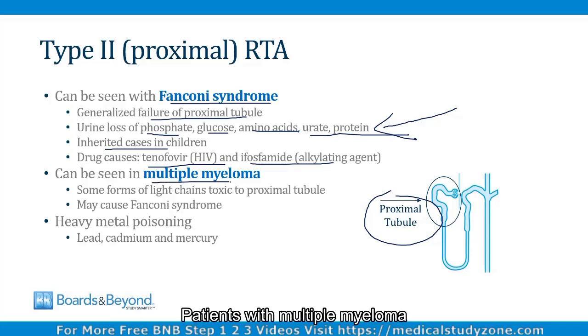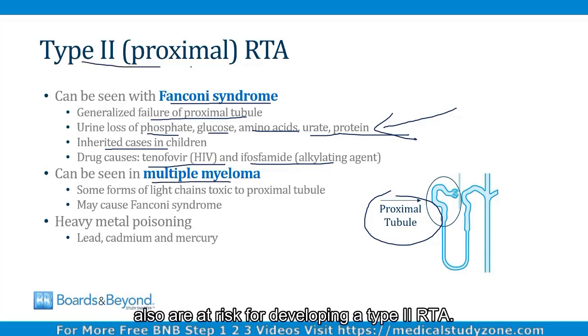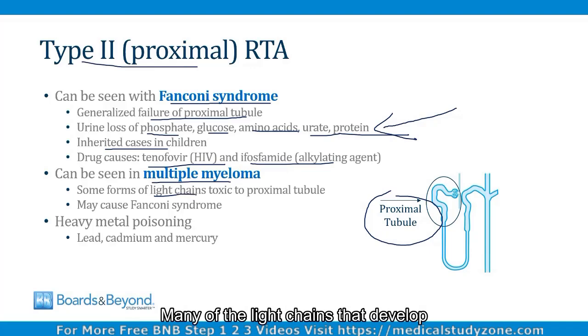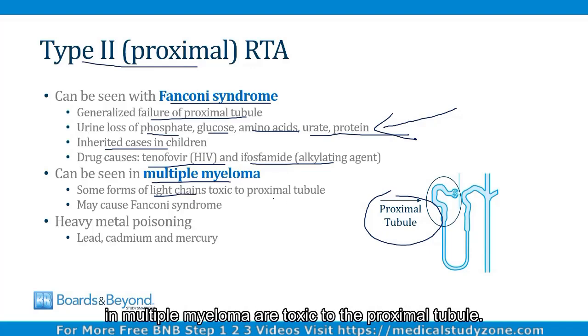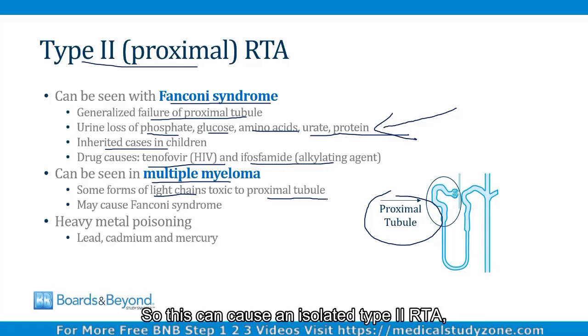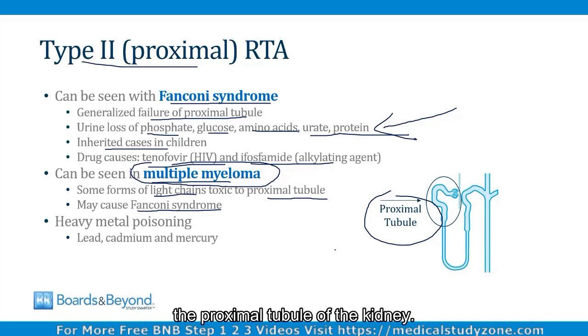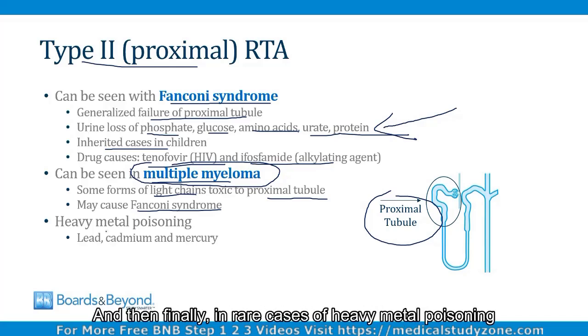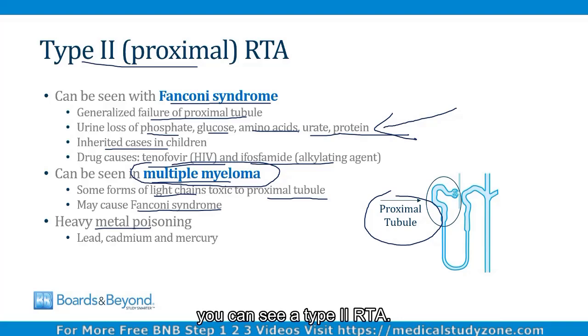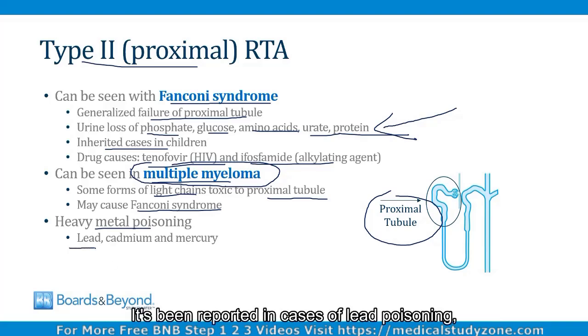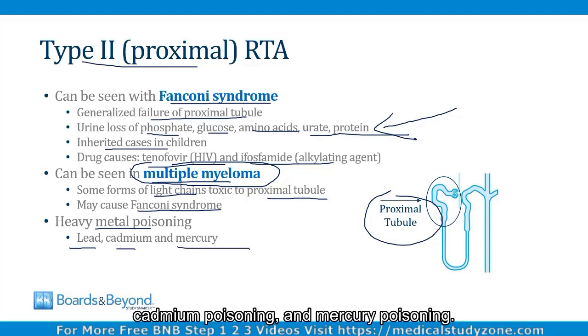Patients with multiple myeloma also are at risk for developing a type 2 RTA. Many of the light chains that develop in multiple myeloma are toxic to the proximal tubule, so this can cause an isolated type 2 RTA, or it could cause Fanconi syndrome. And it's super high yield to remember that multiple myeloma likes to affect the proximal tubule of the kidney. And then finally, in rare cases of heavy metal poisoning, you can see a type 2 RTA. It's been reported in cases of lead poisoning, cadmium poisoning, and mercury poisoning.